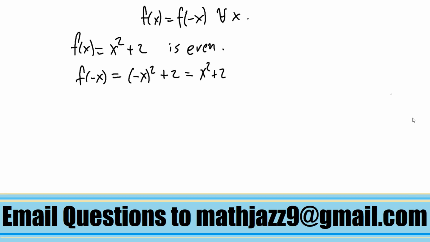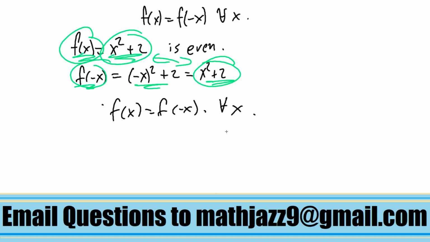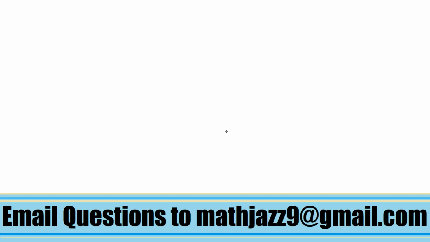Hey, look, this is the same as that. Well, if this equals this, and this equals this, that means that this equals this. So that means that f of x equals f of negative x. And since we didn't actually pick a value for x, this works for all x's. That satisfies the definition for all x. Okay, so that's our example of an even function. Let's look at an odd function.